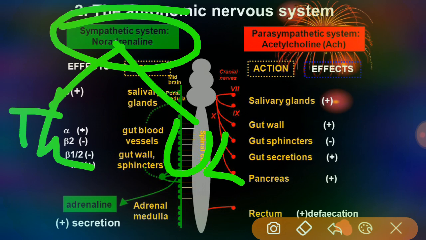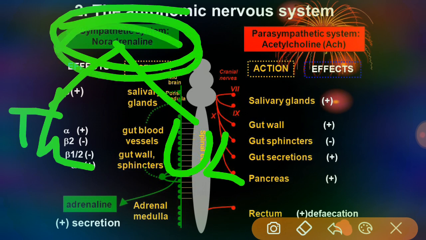So in the sympathetic nervous system, we observe that the emotions of a human being, like anger or fear or any type of anxiety, slow the digestion because they stimulate the sympathetic nerves that supply the GI tract.